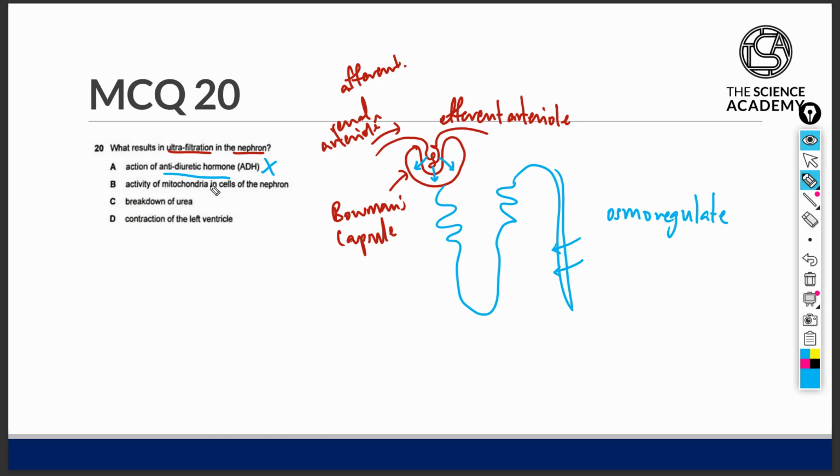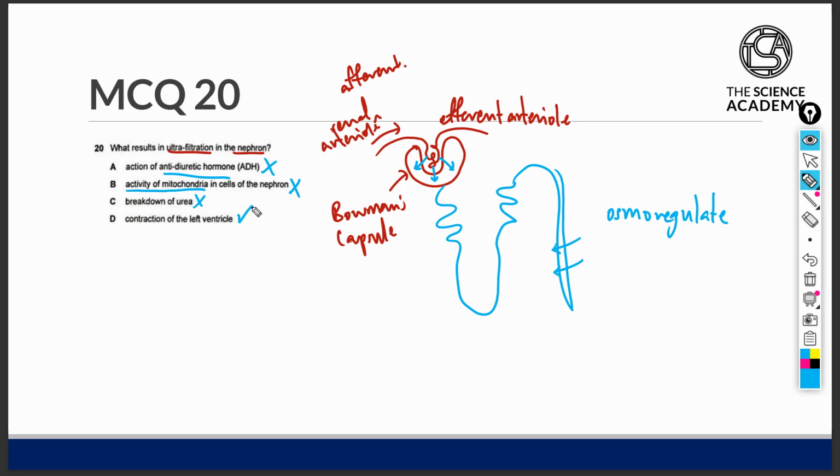B states that the activity of mitochondria in cells of the nephron helps in ultrafiltration. This is also not true. Ultrafiltration is a passive process, and the activity of mitochondria implies that this requires energy or it is an active process, which is not true. C states that the breakdown of urea results in ultrafiltration in the nephron. This is not true.